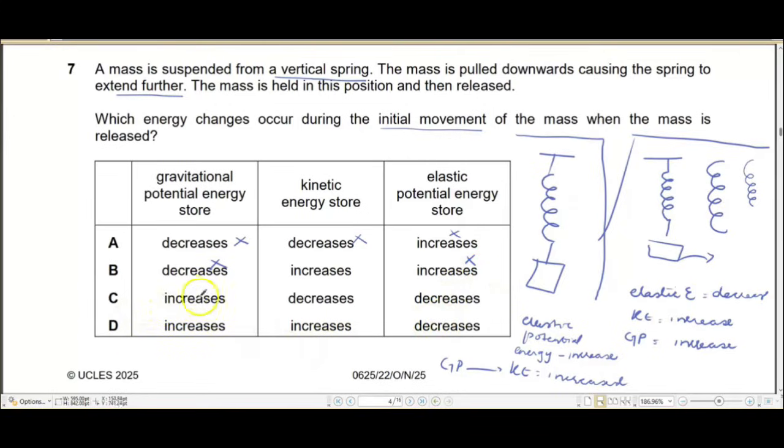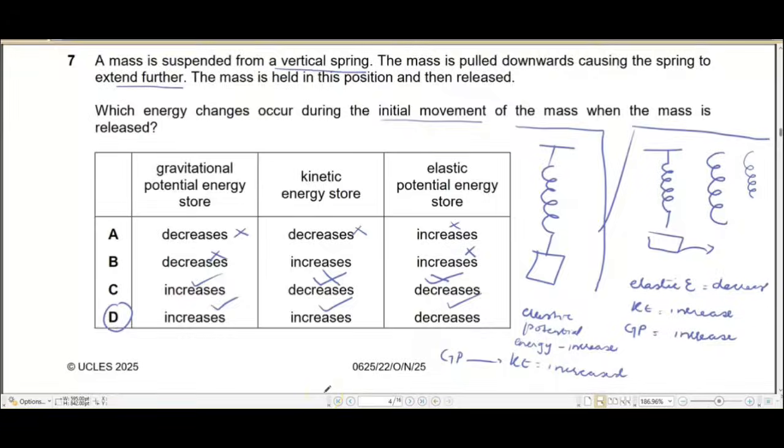C states the gravitational potential energy increases. Correct. Kinetic energy decreases. No, kinetic energy has to increase as well, and elastic potential energy decreases. This is correct, but all the three options don't match. So D, gravitational potential energy increases, kinetic energy increases and elastic energy decreases. This is our correct option.